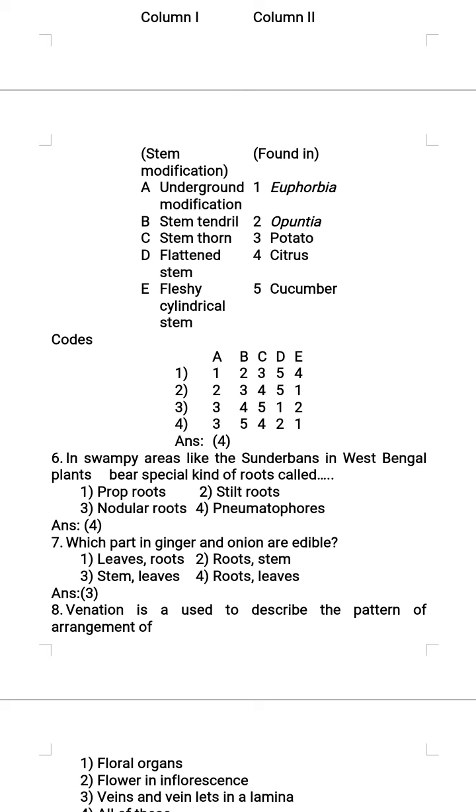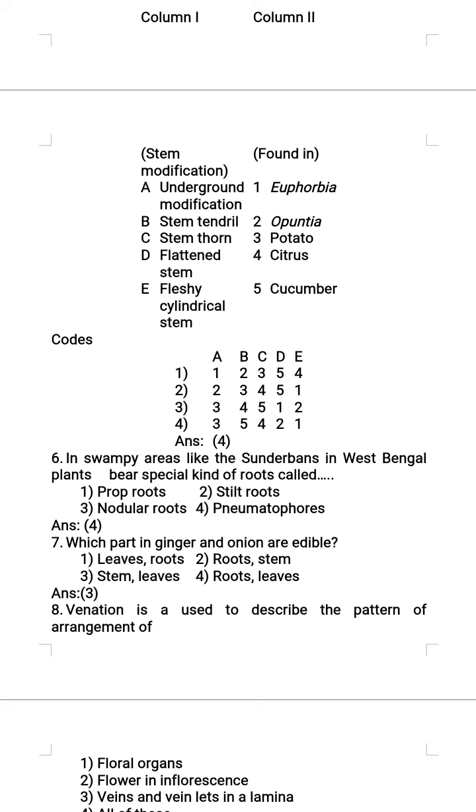Let us see. Ginger. The stem modification is called rhizome, which is edible. Of course, we are eating it now in this season. Next, onion possesses non-chlorophyllous fleshy leaves, which we are eating. Understand? So, edible parts in ginger and onion, what are those? Stem and leaves. All right. Next, another one. Eighth question.